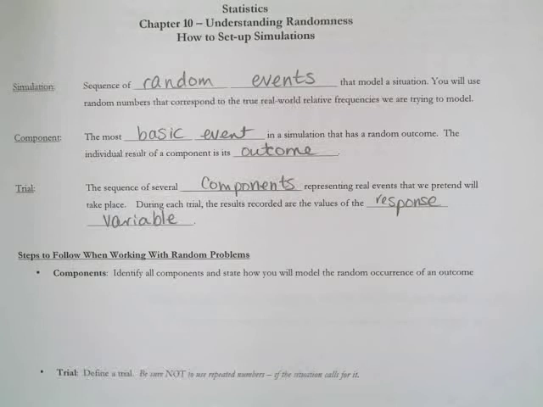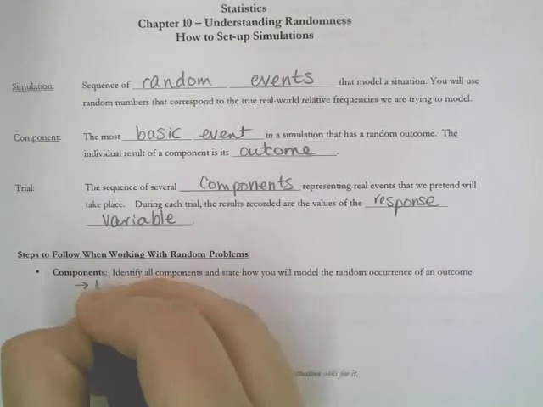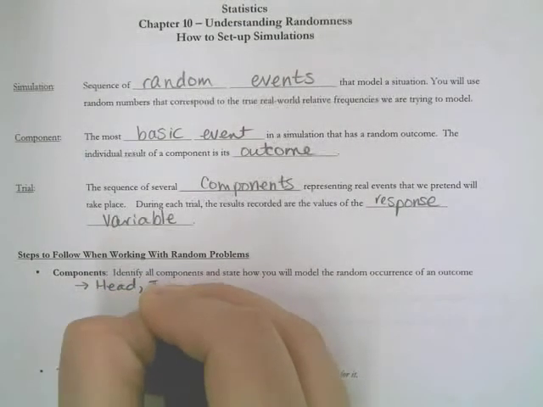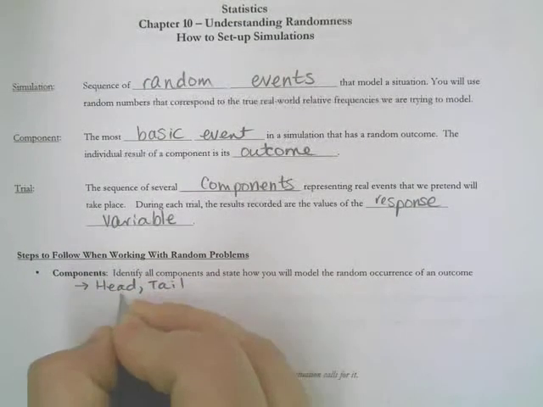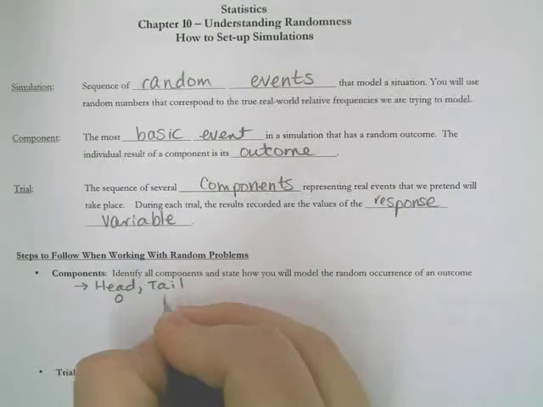All right, so here's kind of a process to follow. The textbook takes you through steps 1 through 6 or 7, I believe, but this is briefly the same idea, okay? So the first thing you do is identify all the components and state how you will model the random occurrence of an outcome. So the components are what could happen. If I'm flipping a coin, it would be a head or a tail. And so maybe heads represented zeros and tails represented ones.